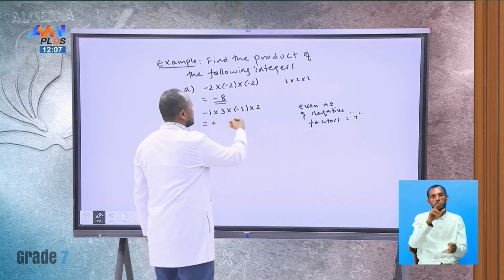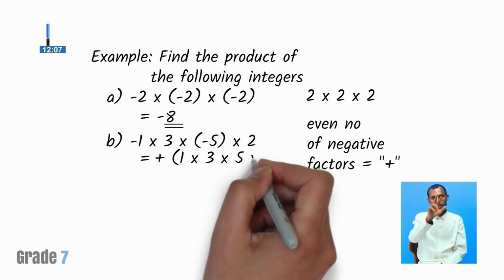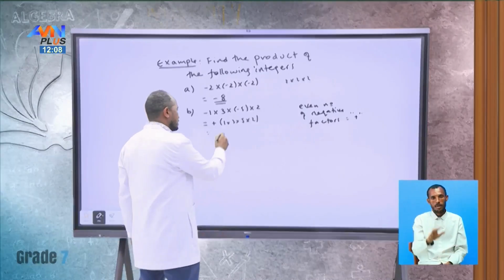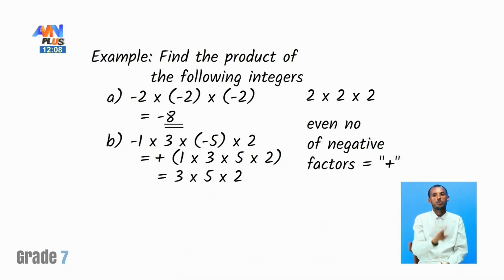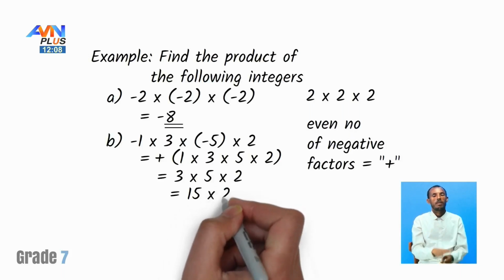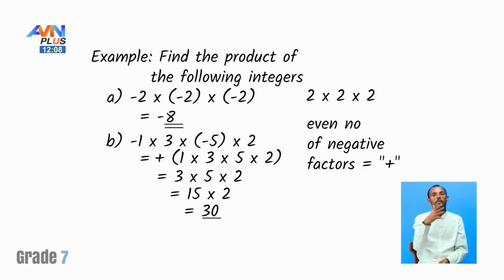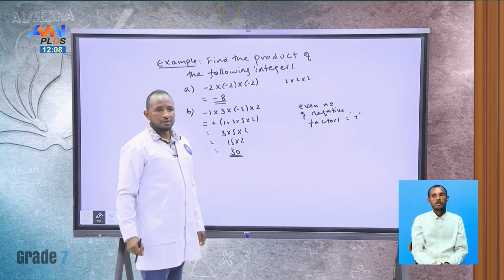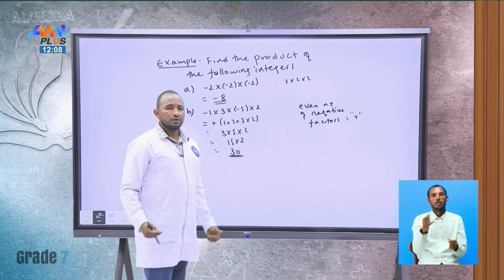1 times 3 times 5 times 2. Let me write again here: 1, 3, 5, 2. Therefore, here, 1 times 3 is 3. 3 times 5 times 2. 3 times 5 is 15. 15 times 2, the final answer will be 30. The sign of the product, as we said, is positive. Therefore, the answer will be positive 30. That's it. Now, we'll proceed to division of integers.